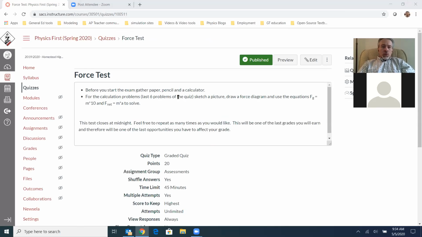Especially for the last 6. All the other ones too, it's going to be helpful if you draw a force diagram, but for the last 6, you definitely need to draw a force diagram so you can do some calculations. And for the calculations, you're going to use these 2 equations. You can go ahead and write them down on your paper right now. FG equals M times 10, and F net equals MA.